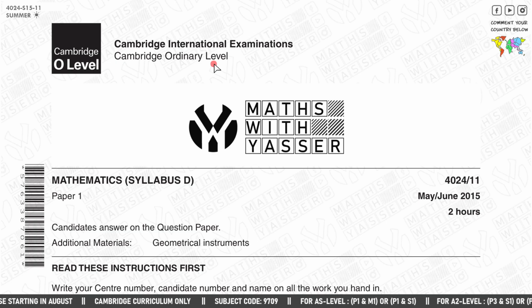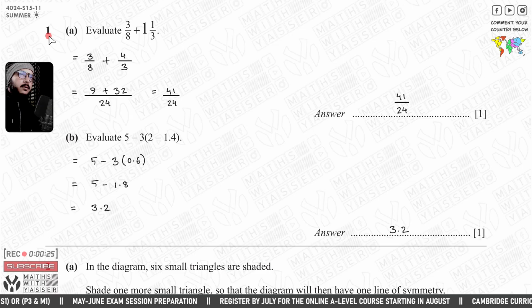Hello students, today we will be solving Cambridge O-Level Mathematics Syllabus D from May-Jun 2015, Paper 1, Variant 1. Question number 1, it says evaluate 3 over 8 plus 1 over 3.